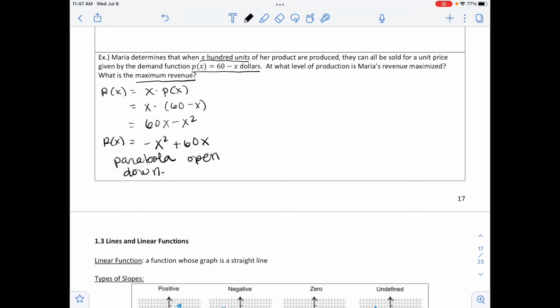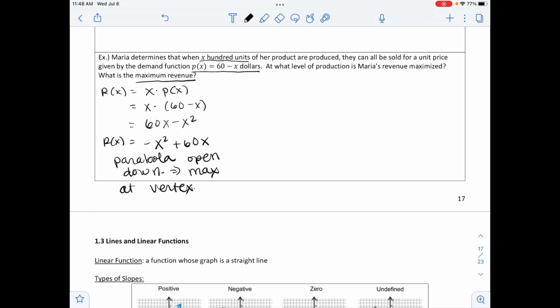And again, we know it's a parabola because we have an x² as our leading term, and our leading coefficient is -1, which means that it's going to be opening downwards. And so this means that we're going to have a maximum at that vertex. We have a max at our vertex. So maximizing our revenue occurs at the vertex since our parabola is opening downwards.